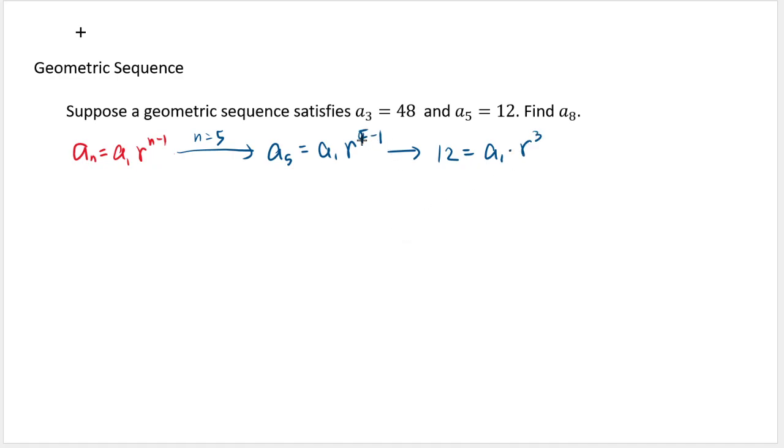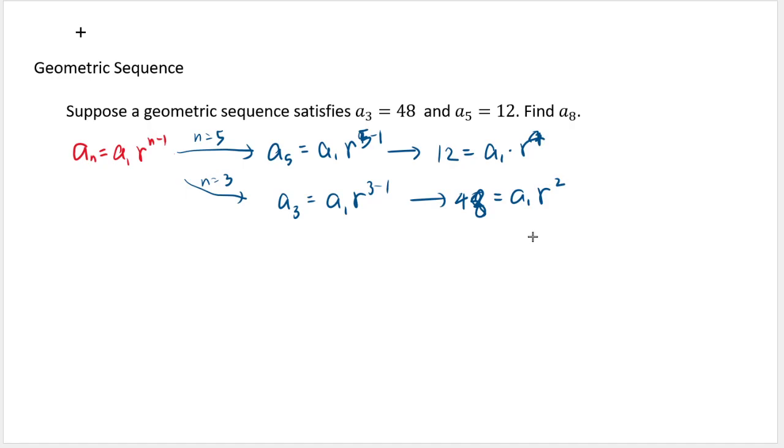No, this should be 5 minus 1, sorry. Yeah, a1 r to the 4th. Okay, and then if you have n equals 3, you get a3 equals a1 r to the 3 minus 1, which gives you 12 equals a1 r squared. Not 12, sorry. This should be 48.